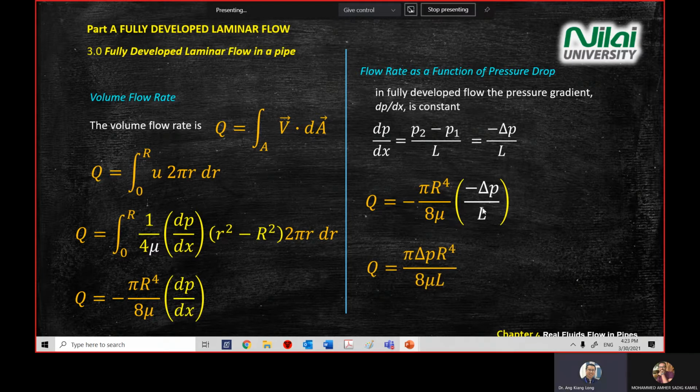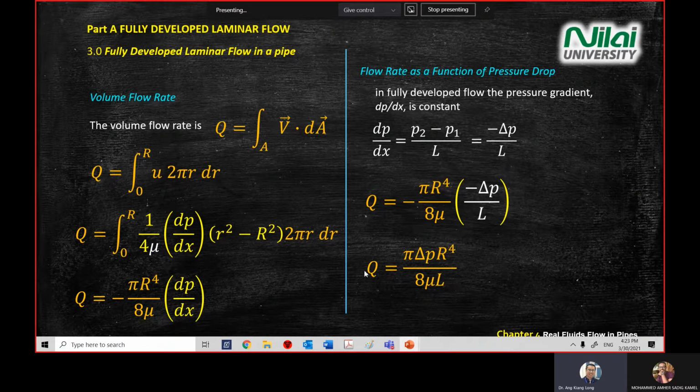Then you rewrite the equation, you rearrange the equation. Previously you get a minus minus, so if you write in the pressure differential, the dP/dx, there's a negative sign in front there. But if you write in the pressure drop term, the whole equation becomes a positive sign, because the negative in this equation gives you a positive sign. So pi delta P R power 4 divided by 8 mu L.